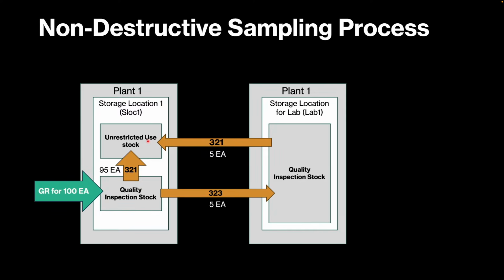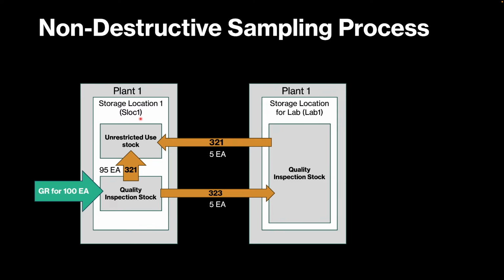So you can see here at any moment of time, the total quantity which is available in the system is 100 each only. We have not destroyed the sample, we have simply transferred the sample from the receiving storage location to the storage location which is designated for the QC lab. Okay. Now this activity is only possible when you know beforehand that the material will be subjected to non-destructive testing.